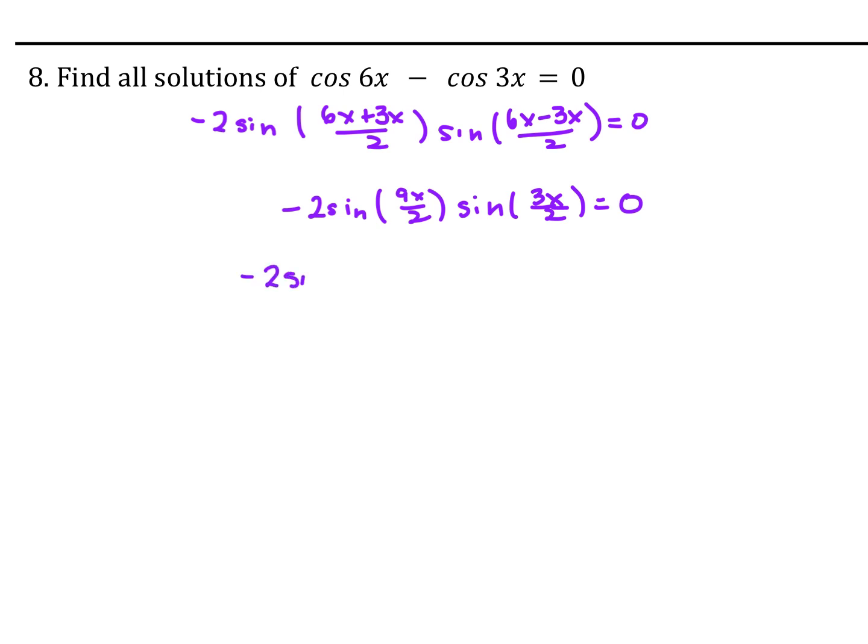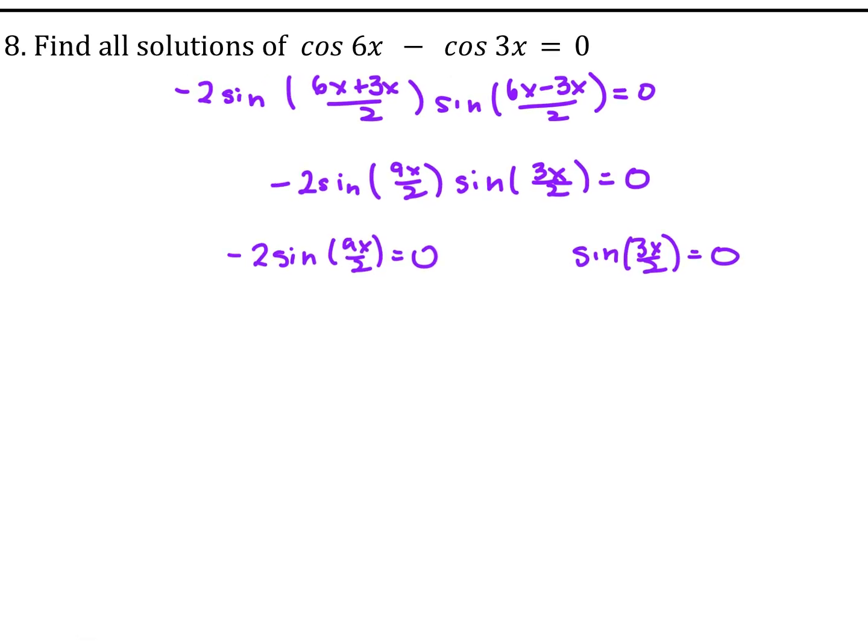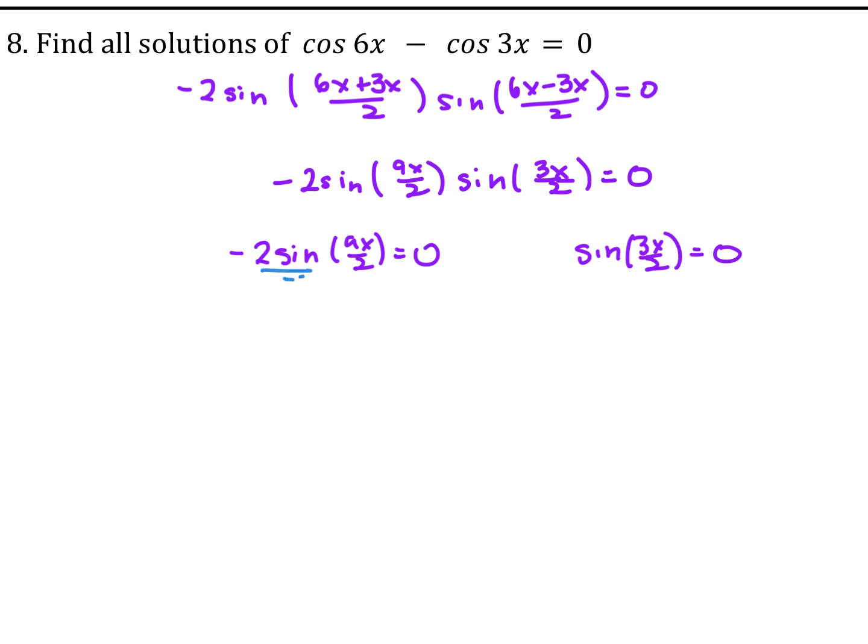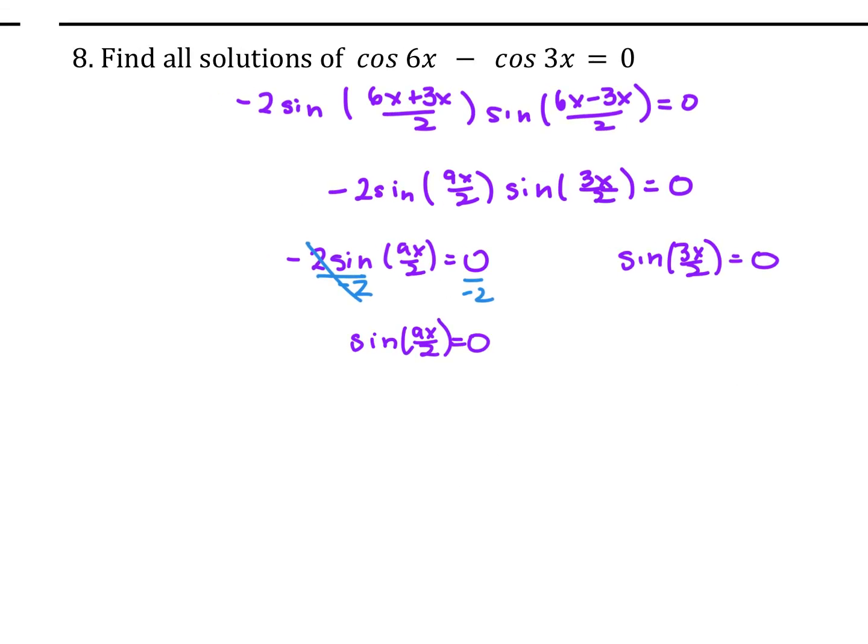We have negative 2 sine of 9x over 2, and when does that equal 0? And when does sine of 3x over 2 equal 0? We can divide both sides by negative 2 to get rid of the negative 2 in front. So we're just trying to find when sine of 9x over 2 equals 0. When you're solving for this, just imagine this as a sine of theta, and you're just trying to find when sine is 0.